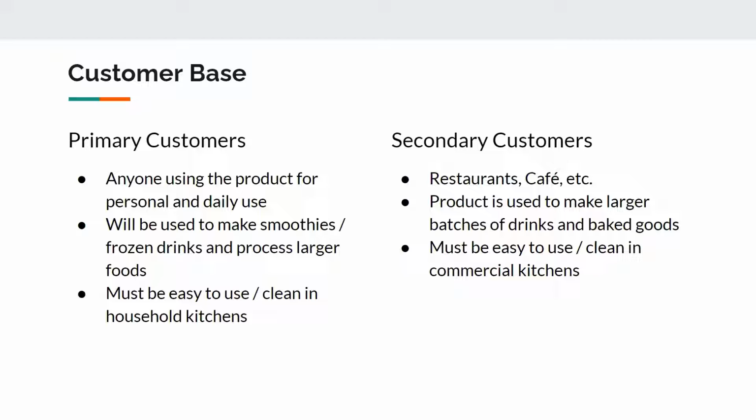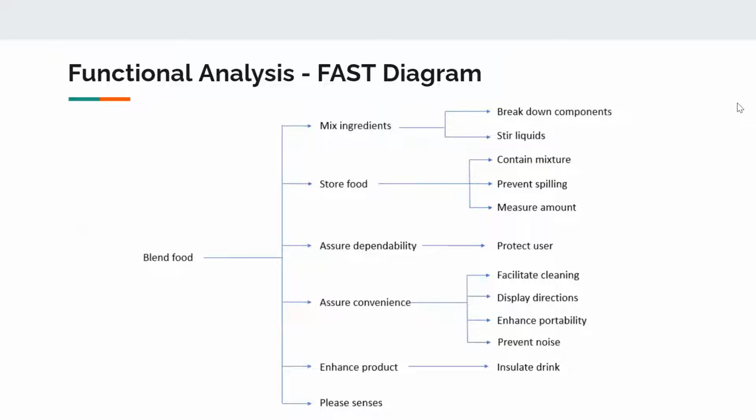In terms of secondary customers, we're looking at restaurants and cafes that will make larger batches of drinks and potentially baked goods, and this must be a tool that is easy to use and clean in commercial kitchens. In terms of functional analysis, we have come up with a FAST diagram that outlines the primary function of a blender, which is to blend food, and the secondary functions such as mixing ingredients, storing food, assuring dependability, assuring convenience, enhancing the product, and pleasing the senses. How these secondary functions are met are outlined on the right here.